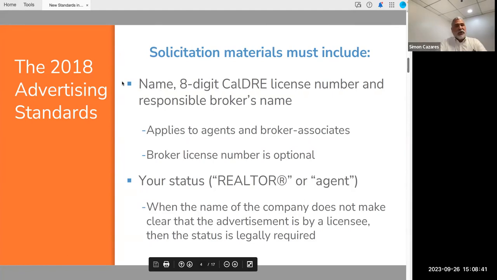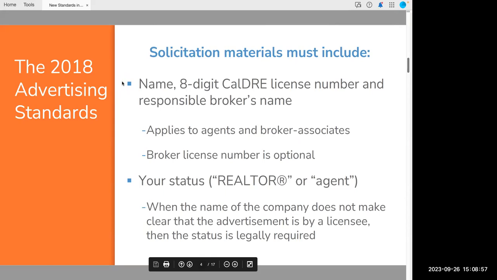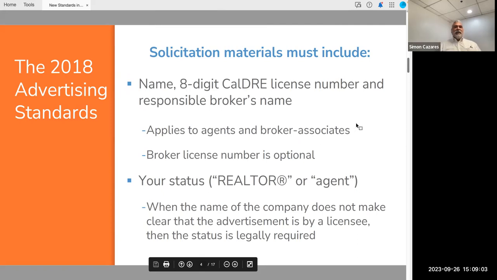Now, the status goes with if you're a realtor or if you're an agent, okay? When can you consider yourself a realtor? When you're a member of the California and the National Association of Realtors, you're allowed to put your designation or your trademark as a realtor, okay? When the name of the company does not make clear that the advertisement is by a licensee, then the status is legally required, okay? And we're going to dive into this conversation a little bit more so you get an understanding, right? And the ins and outs of what it is that you need for compliance.